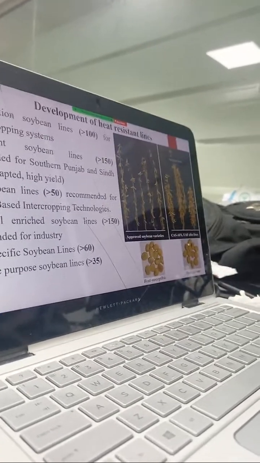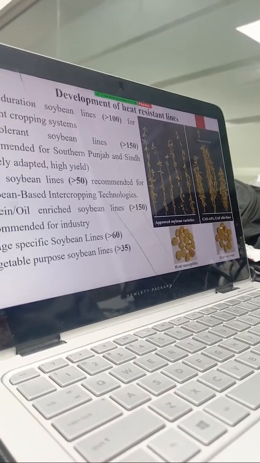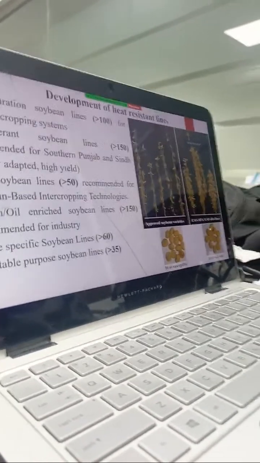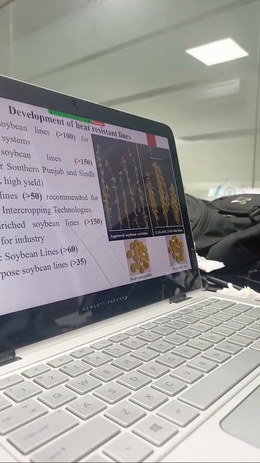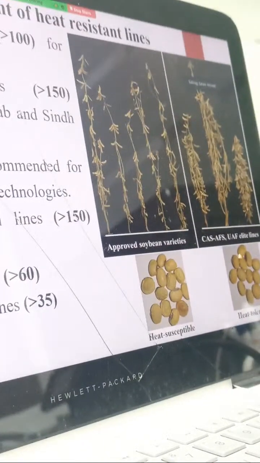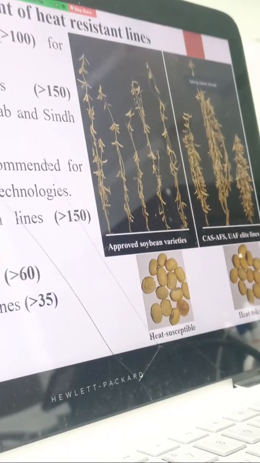On the left hand side, these lines take almost 110 to 130 days to reach maturity in spring season. Their yield is around 15 to 20 maunds. On the right hand side, these lines mature in 90 days or less, and their yield goes above 25 maunds per acre.